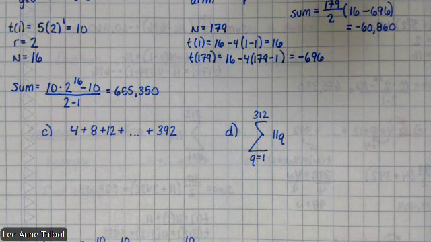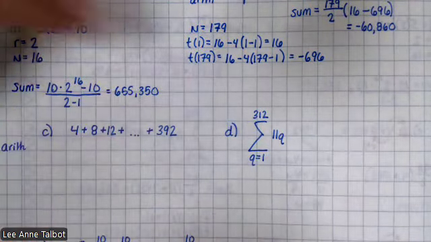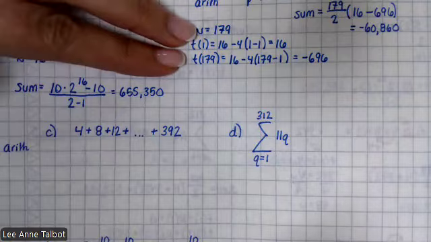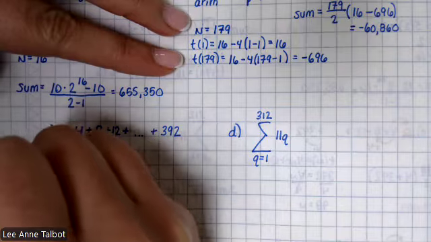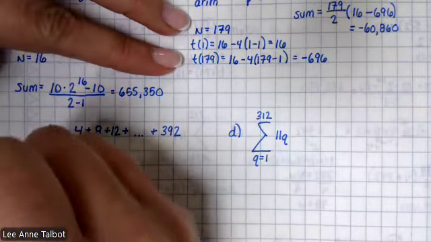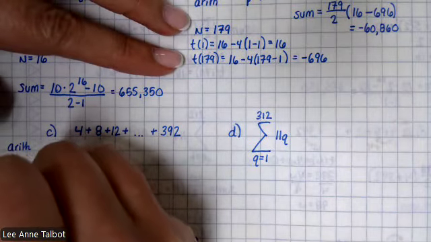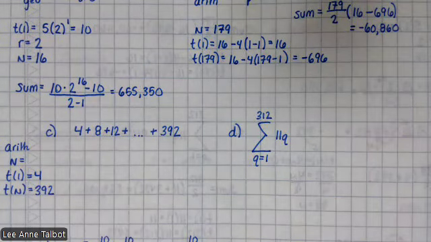C, arithmetic or geometric? Arithmetic. How can you tell? It's going up 4 each time, right? Okay. Arithmetics need 3 things. They need n. They need the first term, which in this case is 4. And they need the last term, which is 392. Oh, why did I write T of n there instead of T of what it is?